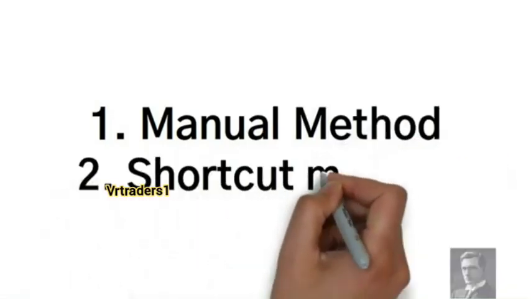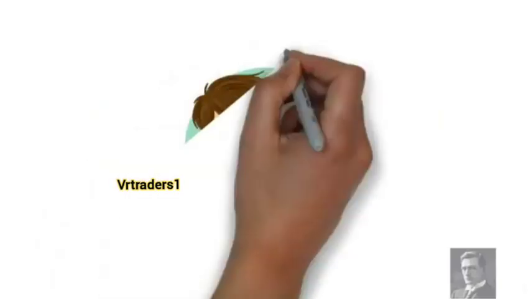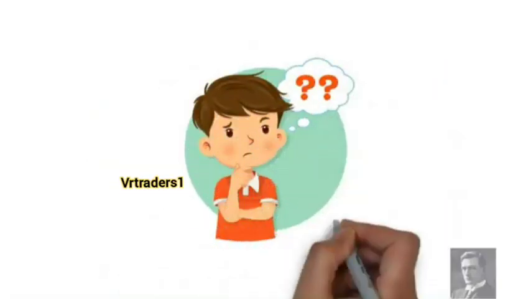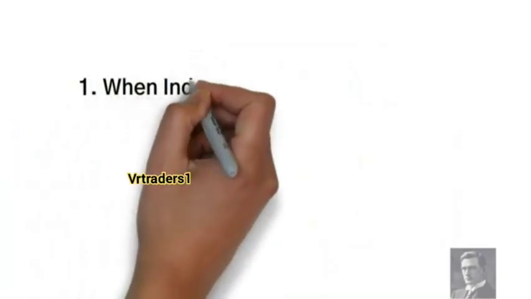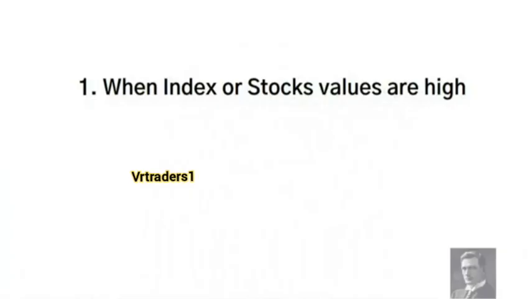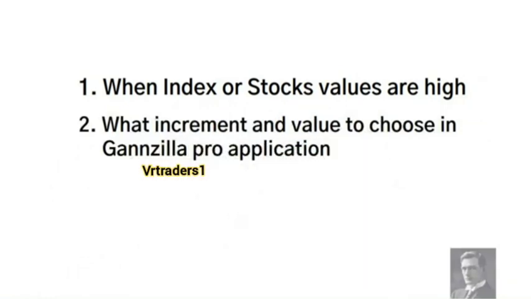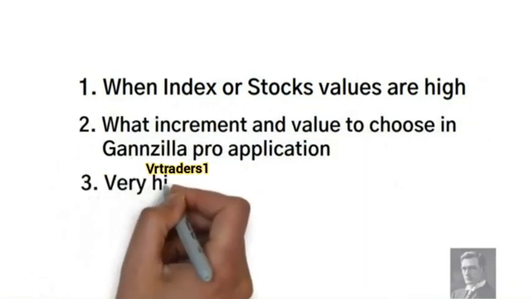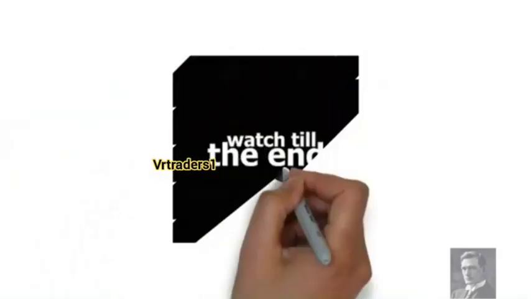In the last video, we discussed two methods, the manual method and the shortcut method of the Gann Square of 9. Today we will explore the modified version. Now, why do we need a modified version? Because we often face problems using the standard Gann Square of 9 when the index or stock values are high, like Bank Nifty, which has a 5-digit price. We will also discuss what increment and value to choose in the Ganzilla Pro application. And last, the accuracy of this modified version is extremely high. So without wasting much time, let's get started.